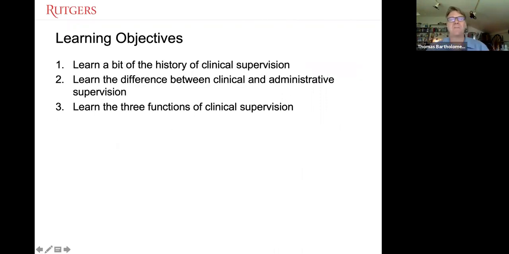So today, in the primer on clinical supervision, I'm going to talk about the history of clinical supervision, at least from nursing and some of the oldest literature on supervision. And also, we're going to explore the difference between clinical supervision and administrative supervision, something a lot of people get wrong. And lastly, we're going to talk about the three functions of clinical supervision. And I think this is the real takeaway, hopefully, from this presentation. It was very helpful to me to learn this information.